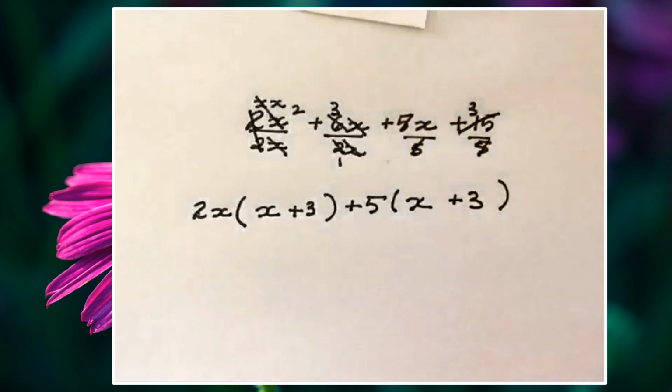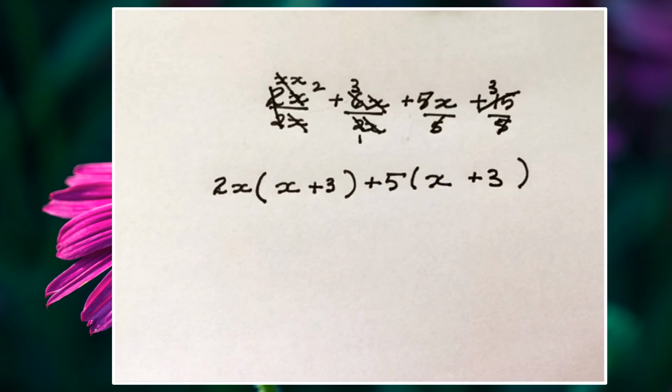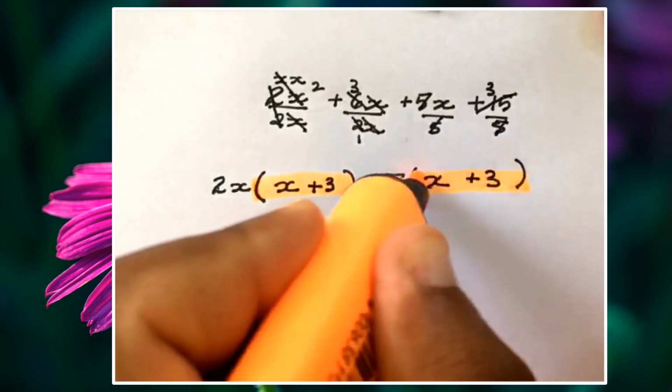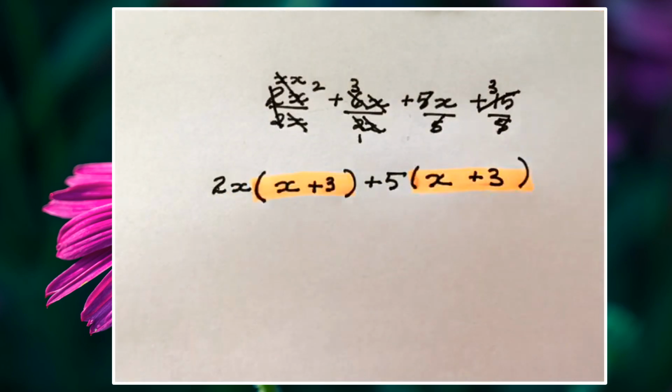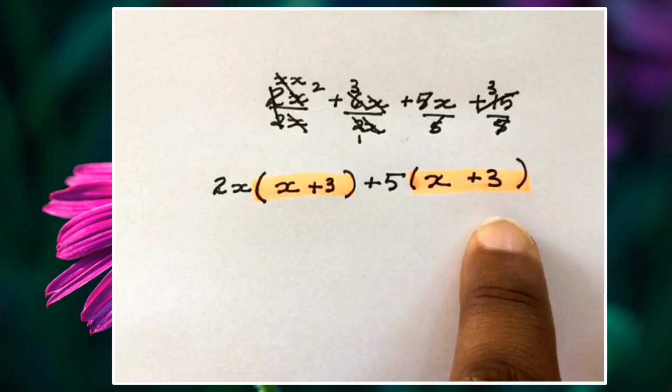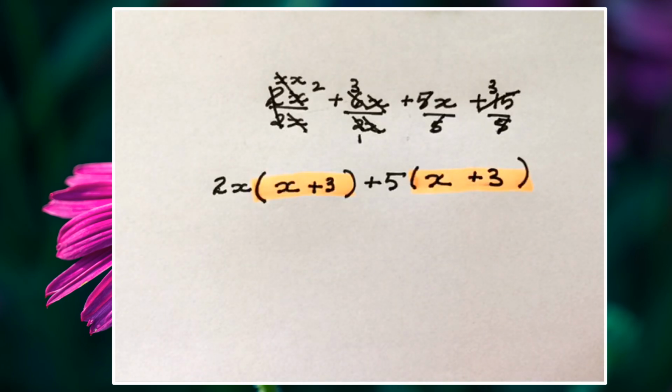Take a look at this. Do you notice anything that is common? Let's look at this. We have x plus 3 and we have x plus 3. Notice that these are in brackets. These brackets are what we call groupings. A grouping is just a bracket with at least two terms. In this case, we have x plus 3, x plus 3. So we're looking for what is common, and the brackets are common, and this will now become our new HCF.